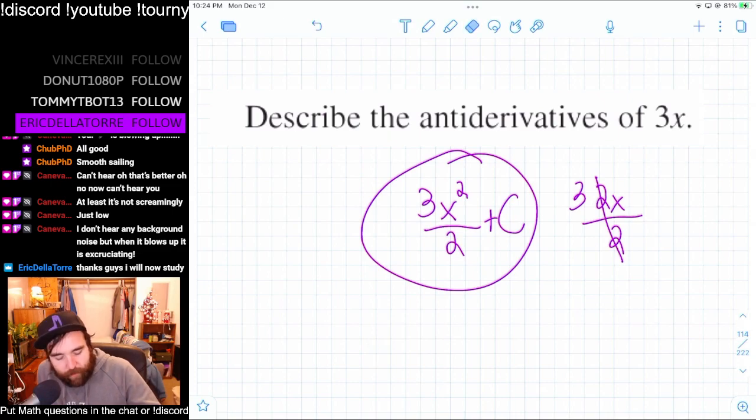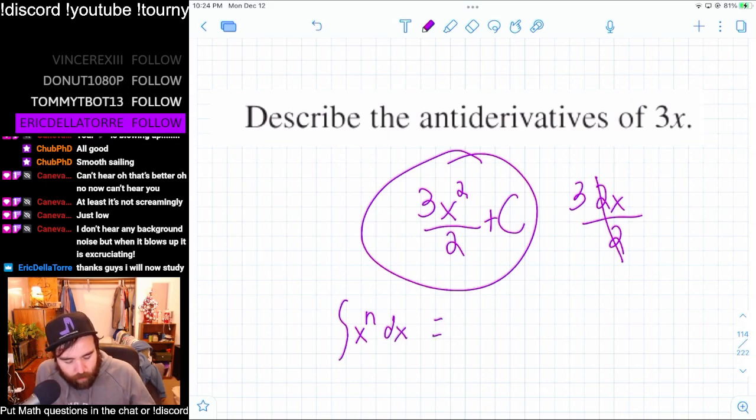Well, I'll ignore the number, because the number just sits there, just like with limits and derivatives, same with integrals. So if we have x to the n, and we want to take the antiderivative of it, well, what do we do? So notice what we did here.